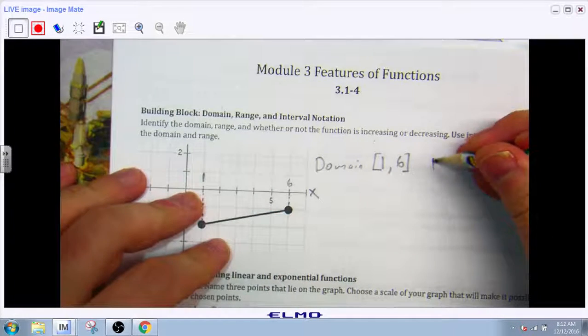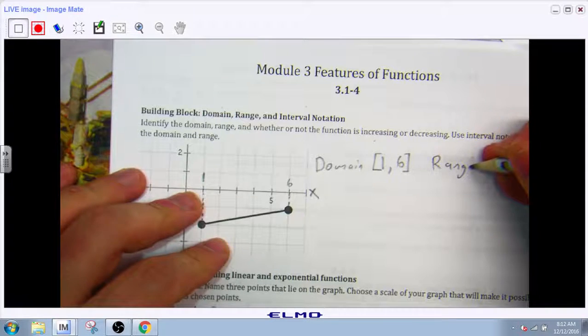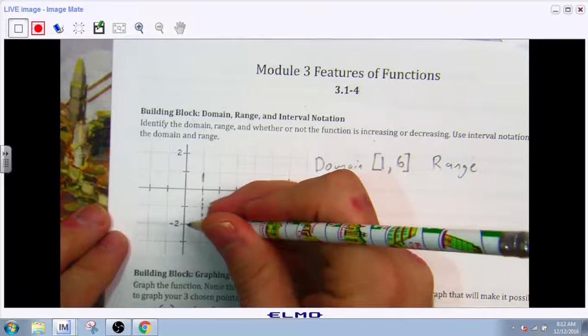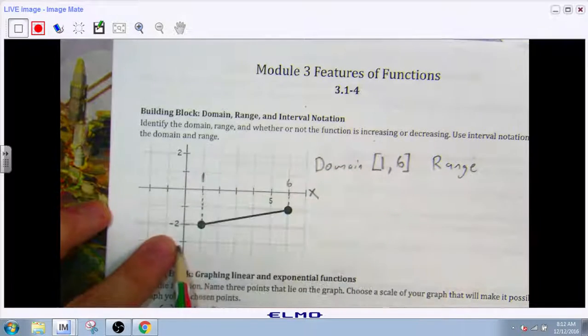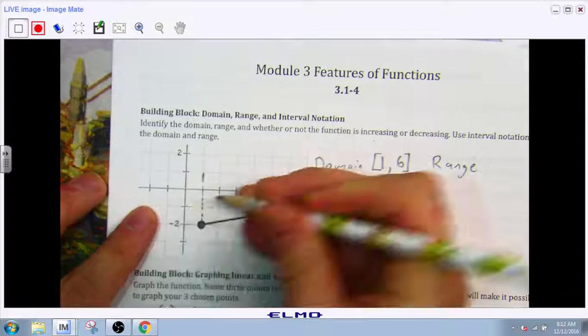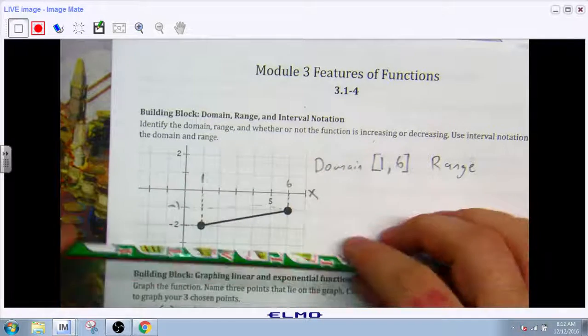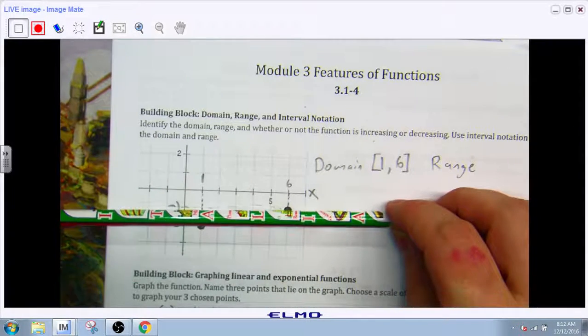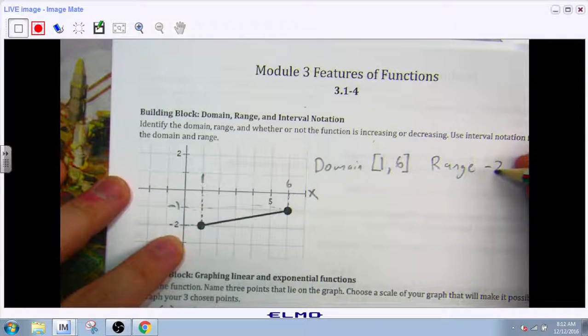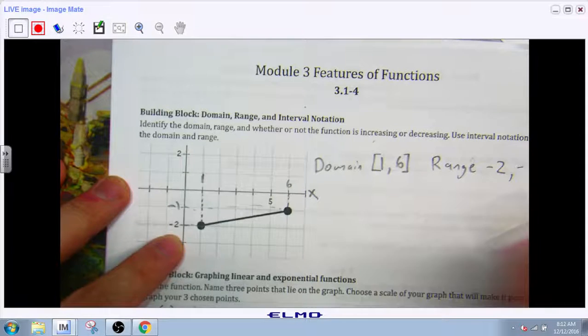Now it wants to know my range. For range, I do the same thing with my y. What's the lowest value of my y? Well, it doesn't get lower than -2. What's the highest value? Well, it has to go all the way to -1 here. And then as I drag my pencil up, I see that I'm constantly touching it. There's no gaps. So my lowest value is -2. My highest value is -1.